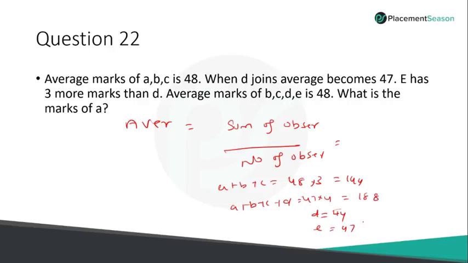So if you simplify this answer, the average marks of B, C, D, E is given as 48. B plus C plus D plus E, given as average marks, is 48 into 3. So simplify, you'll get the answer of A. So the value of E you'll get as 43. So very simple one.